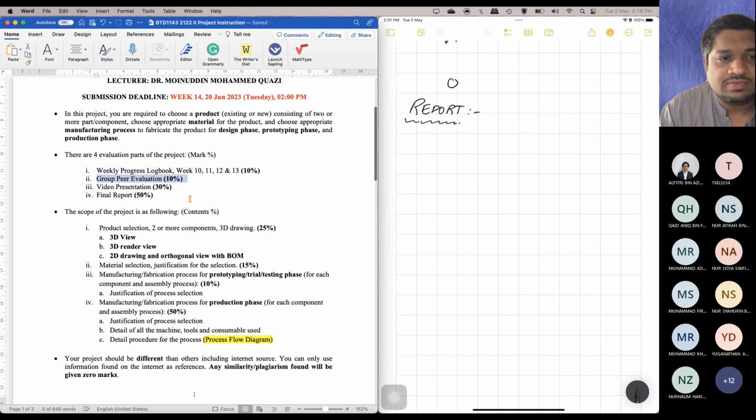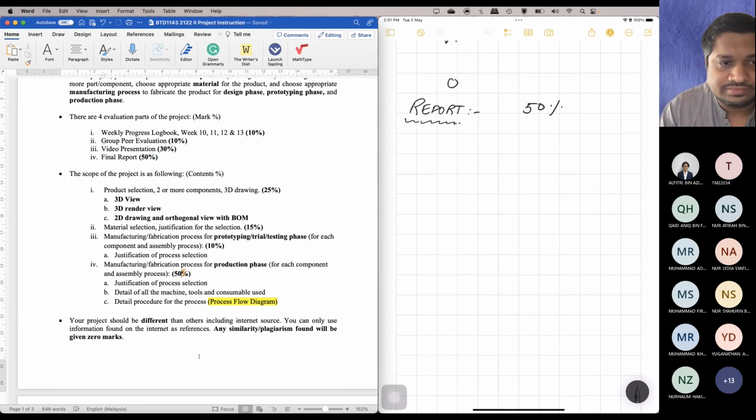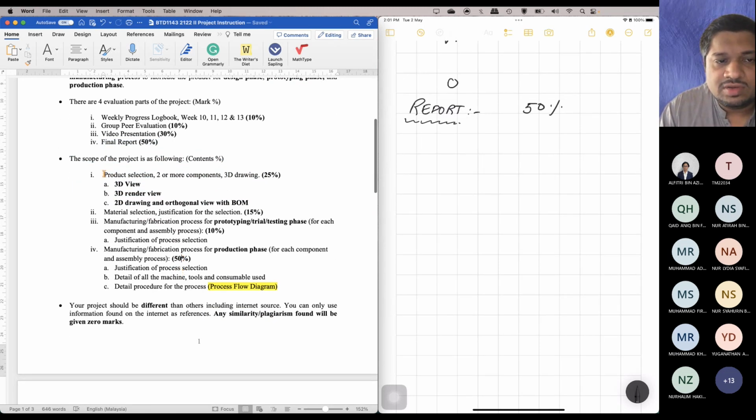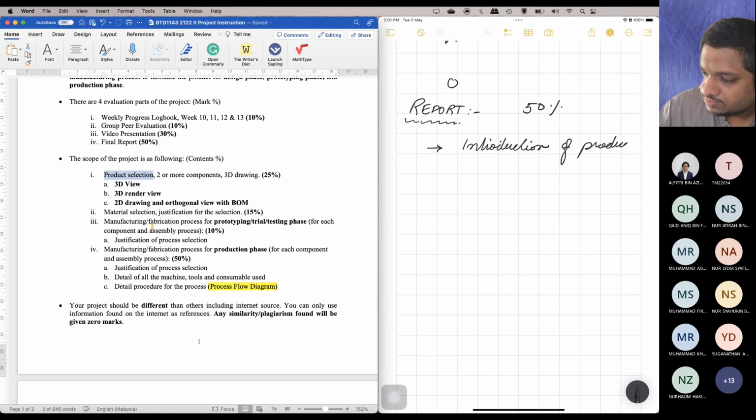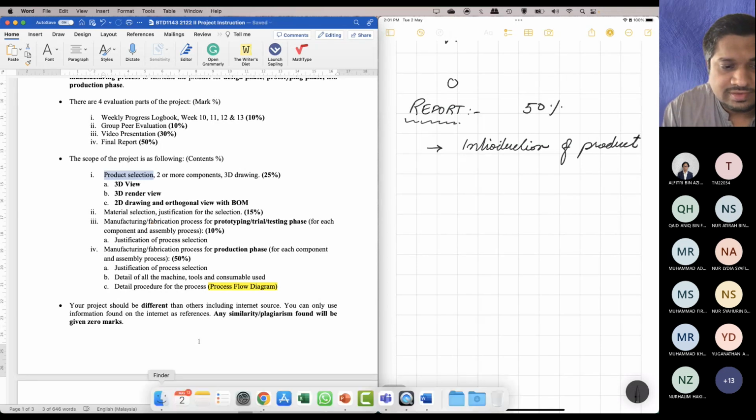So we move on to the report section, which contributes to 50% of the marks. In the report section, you have to talk about the product or give introduction to your product. This product should have two or more components, and you have to make a 2D drawing as well as 3D view and the 3D render view also. So in this project, you have to give introduction of the product.